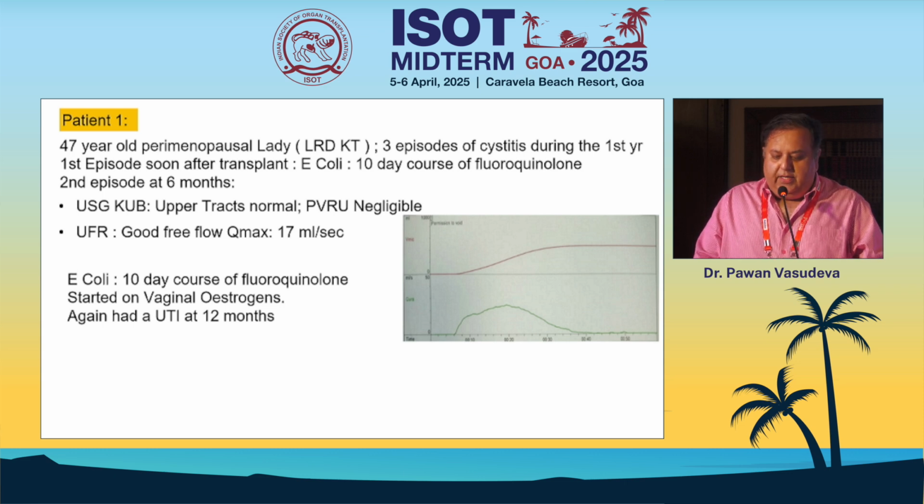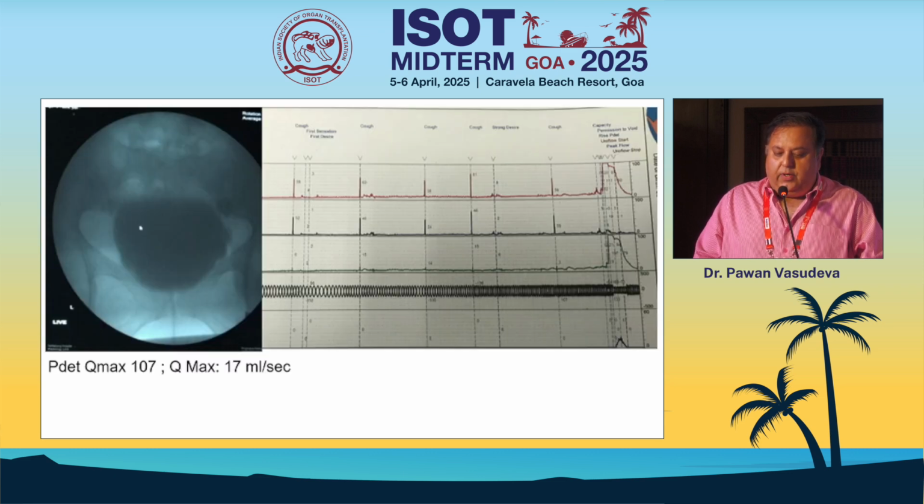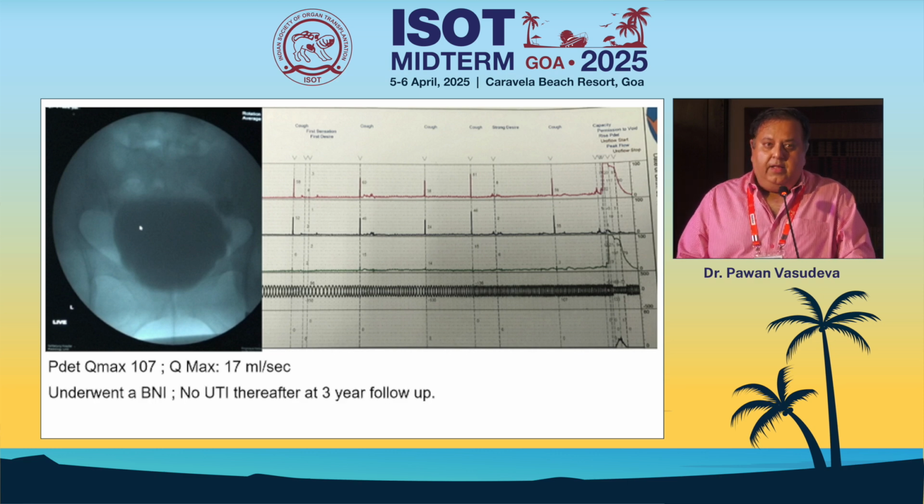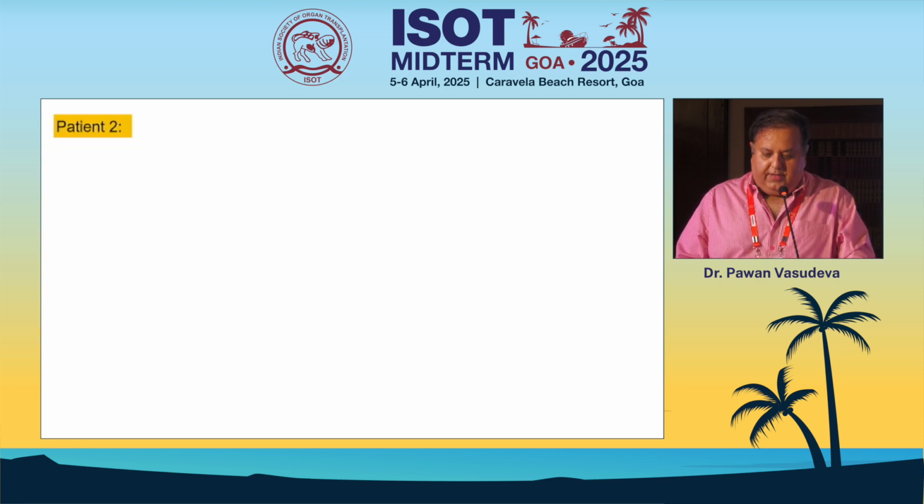In spite of the vaginal estrogen, again at 12 months she had another episode, at which time urodynamics was done, which showed a high pressure, poor flow, which essentially means an obstructed bladder, for which she underwent a BNI and has been doing well thereafter.